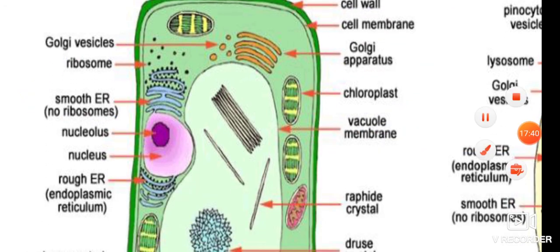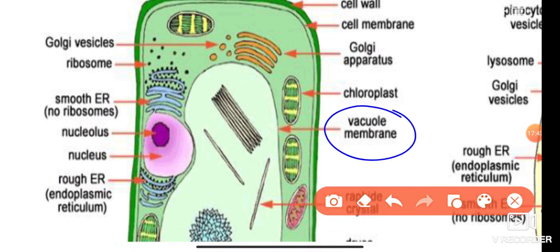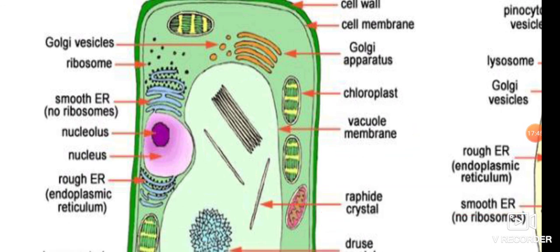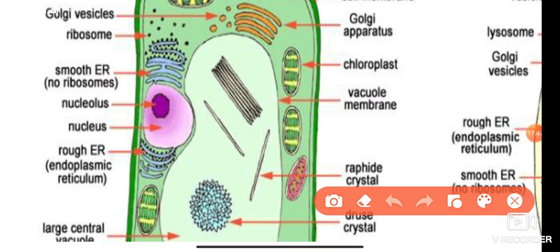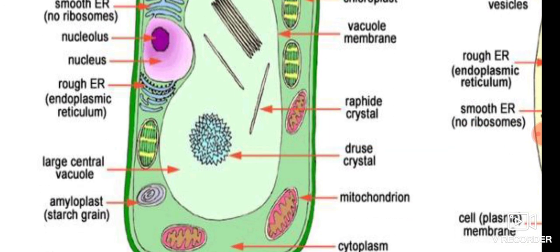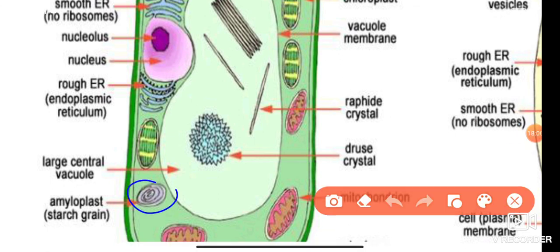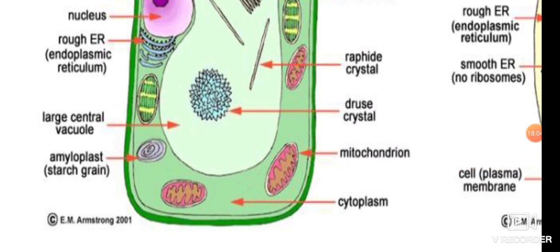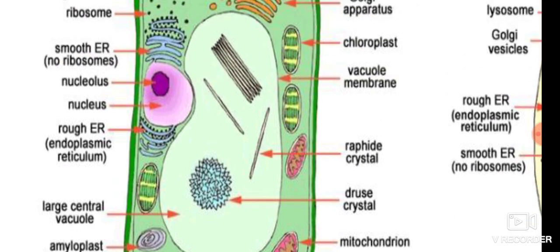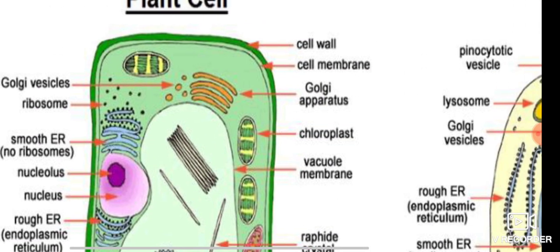And the larger vacuole present in the plant cell. This is the vacuole membrane and vacuoles are present. And this is the nucleus, and the center part of the nucleus is called the nucleolus. Rough endoplasmic reticulum, large central vacuole, and amyloplast, which is the starch molecule. And the most famous is mitochondria, and the fluid present inside is cytoplasm. We discuss each and every term one by one in the next section.